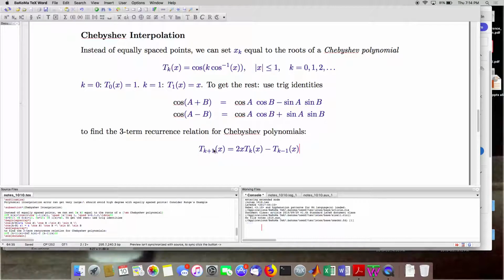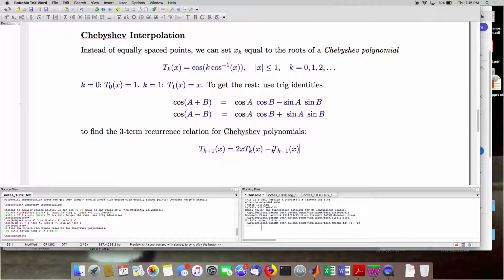first two are, this says that each one depends on the previous two, and what are we doing? We're multiplying by 2x, and then we're subtracting off the one before. So given that the first two are polynomials, this relation keeps them as polynomials. So that's an example.